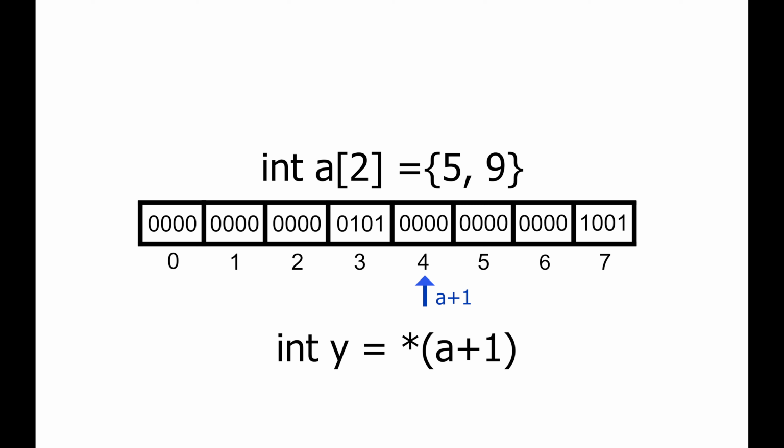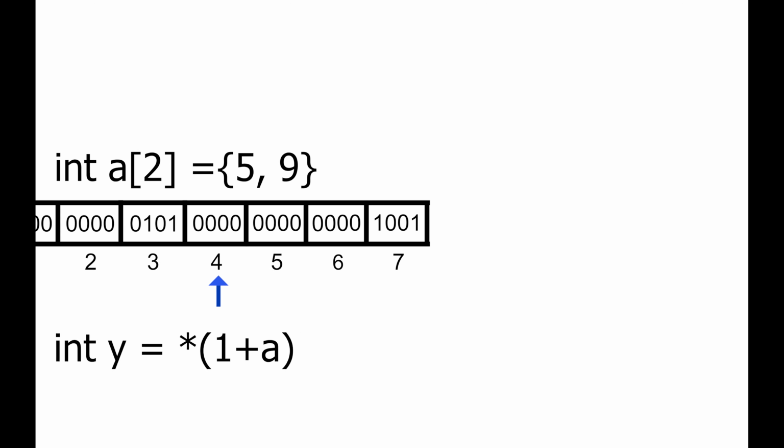Now we see that there are 2 ways to get a value in the array. Here's where things get a little interesting. Since we can use this syntax, we can also use this syntax to access the same value, since 1 plus a is the same as a plus 1. The order of 1 and a is flipped, but the resulting addition is the same. A pointer to memory 4 bytes after a.